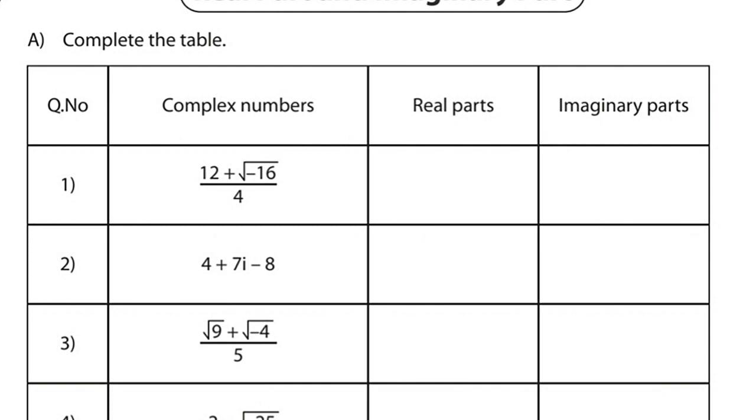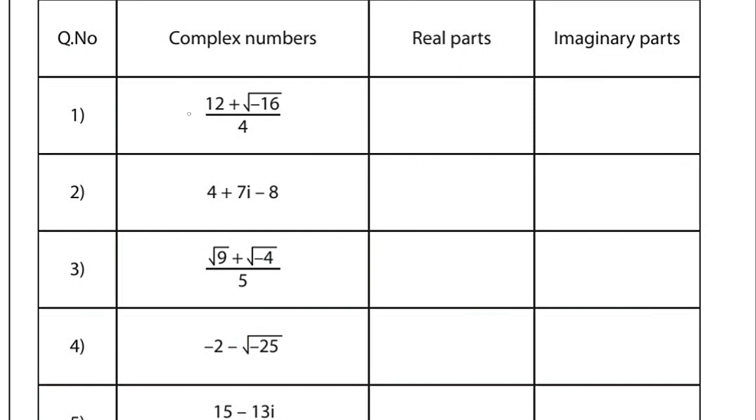So the first one, we are given 12 plus the square root of negative 16, all divided by 4. I want you to know that the real part is only 12 divided by 4, because we can split this as 12 divided by 4, then plus the square root of negative 16 also divided by 4. So the real part of z is 12 divided by 4, which is equal to 3.